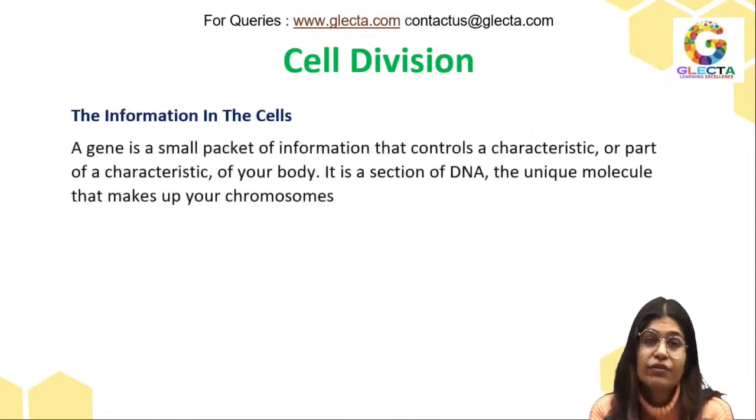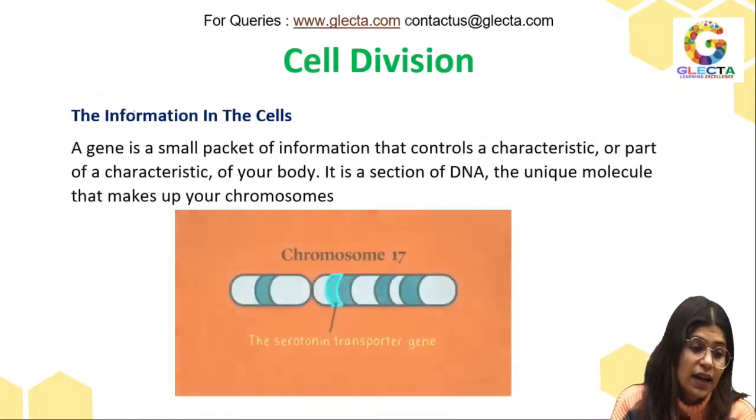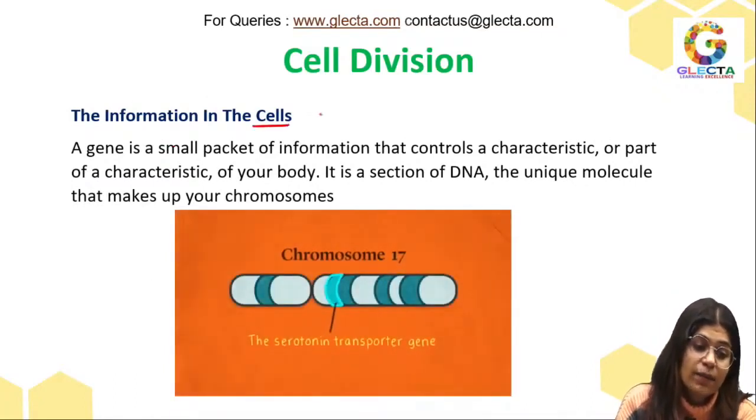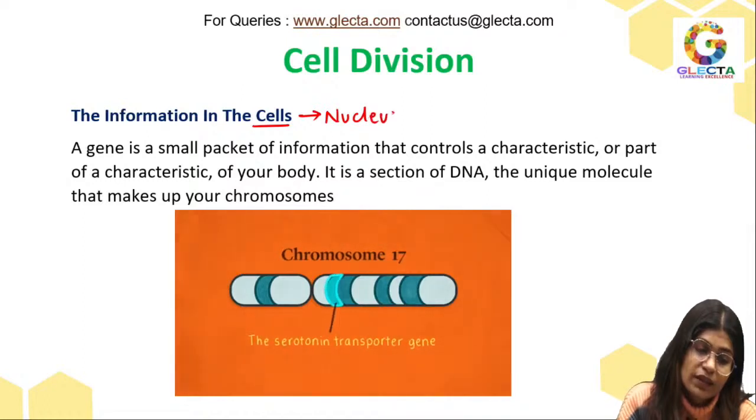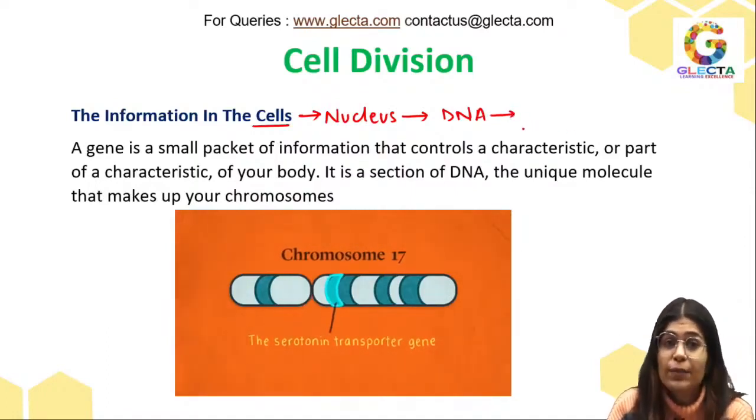Talking about the kind of information that a cell has, the cells have the nucleus. The nucleus has the DNA. DNA is wrapped itself up in the form of a chromosome.